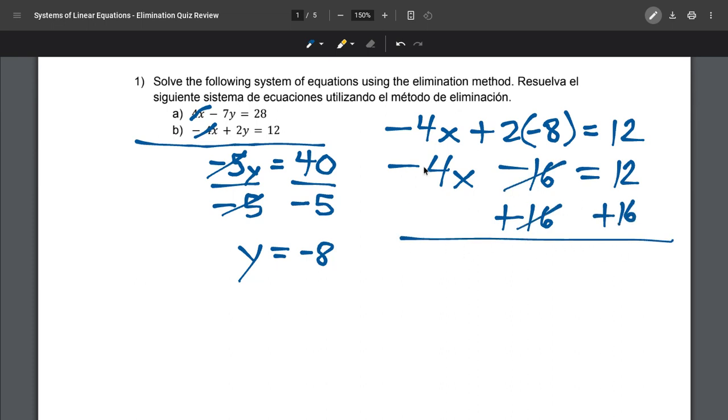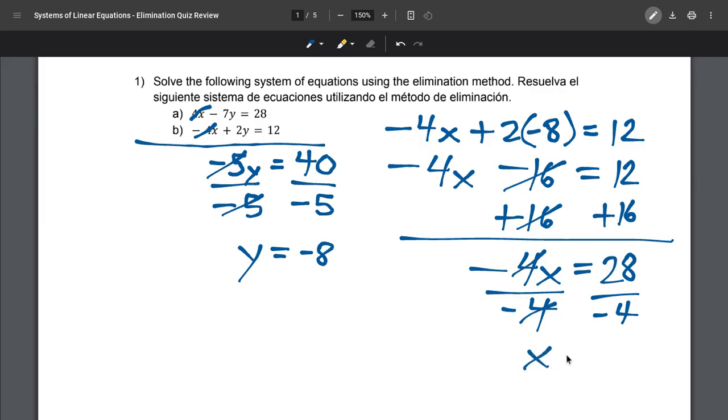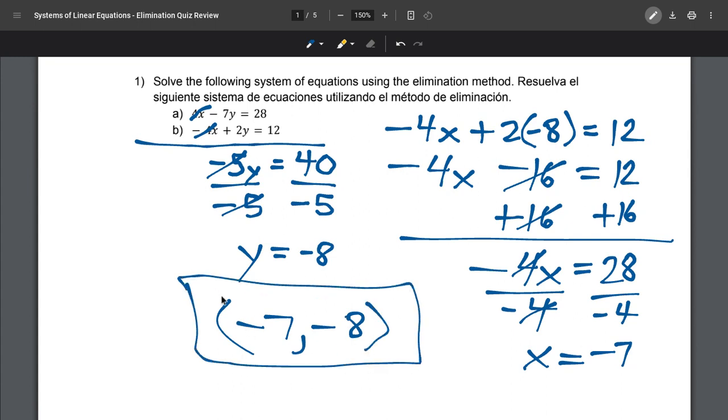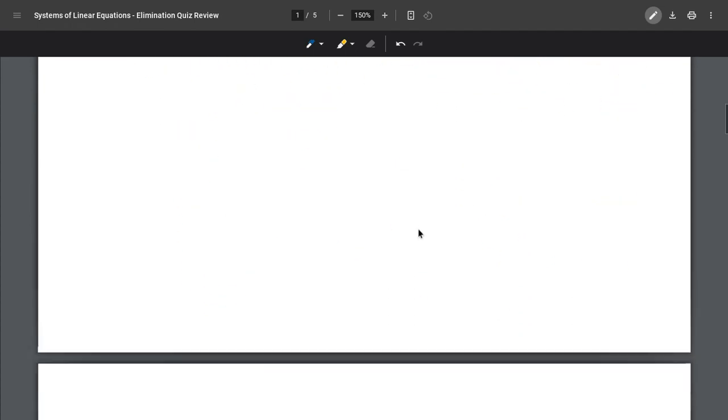These cancel. We're left with negative 4x equals 12 plus 16, which is 28. We then want to divide by negative 4. We get x equals negative 7. So our solution here is going to be negative 7, negative 8. And pretend those are well-drawn parentheses. Okay, let's move to the next one.